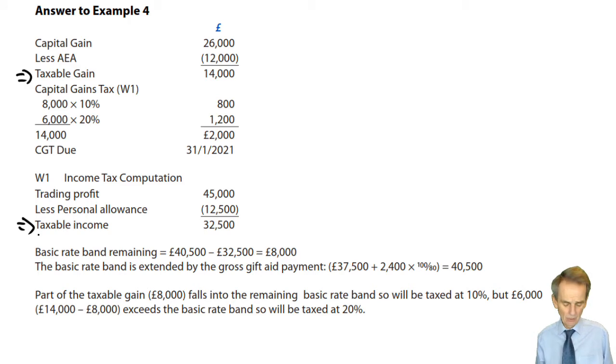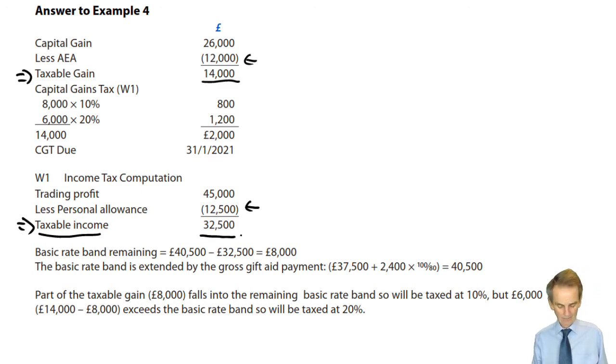As we have seen all the way through these basic examples, all that required us to do was to deduct the AEA from any gains made in the year to get the taxable gain. In terms of our taxable income, to deduct the personal allowance from any income that we had to get taxable income. As soon as you had the taxable income, you would establish the remaining, if there is one, available basic rate band. Now, as that's £32,500 of taxable income, we are still within the basic rate band.